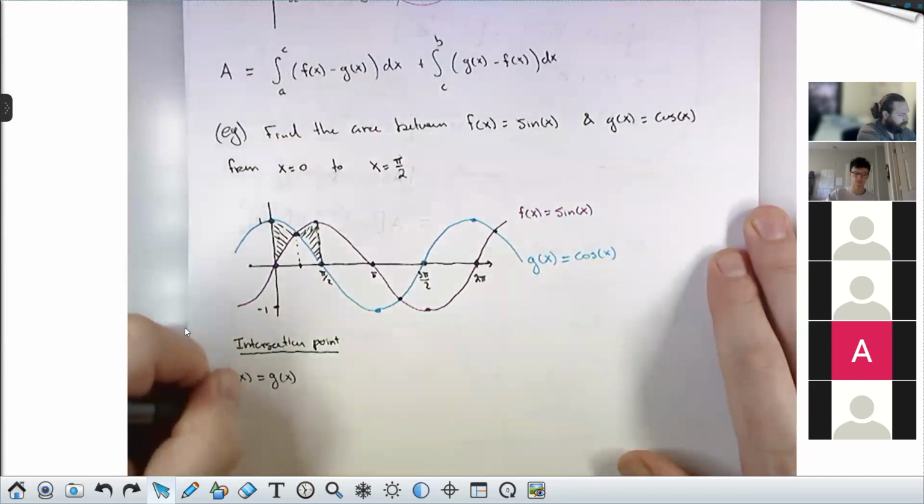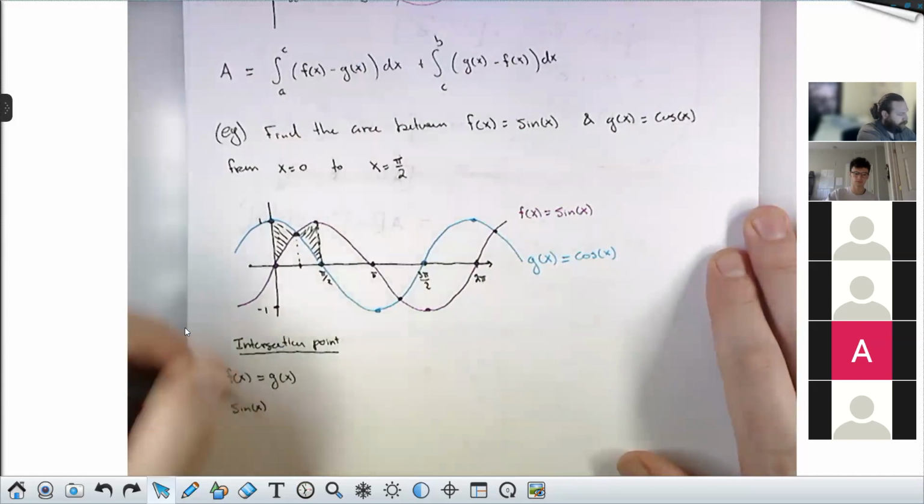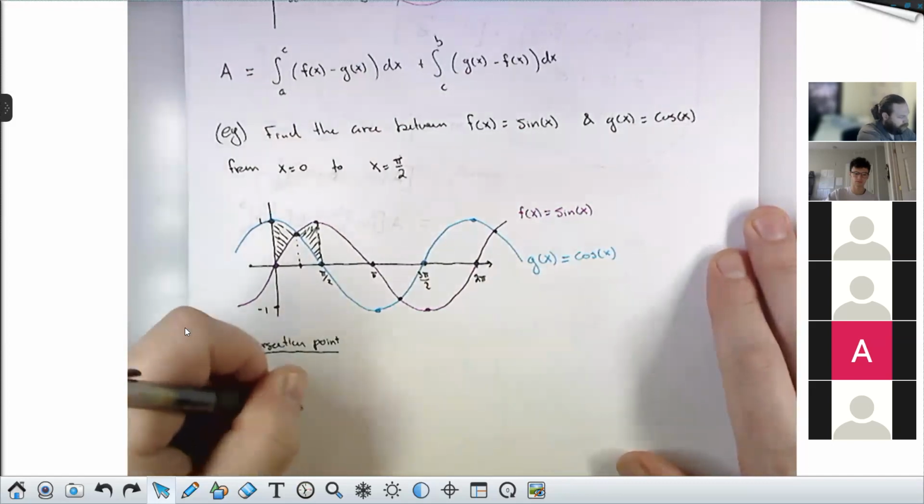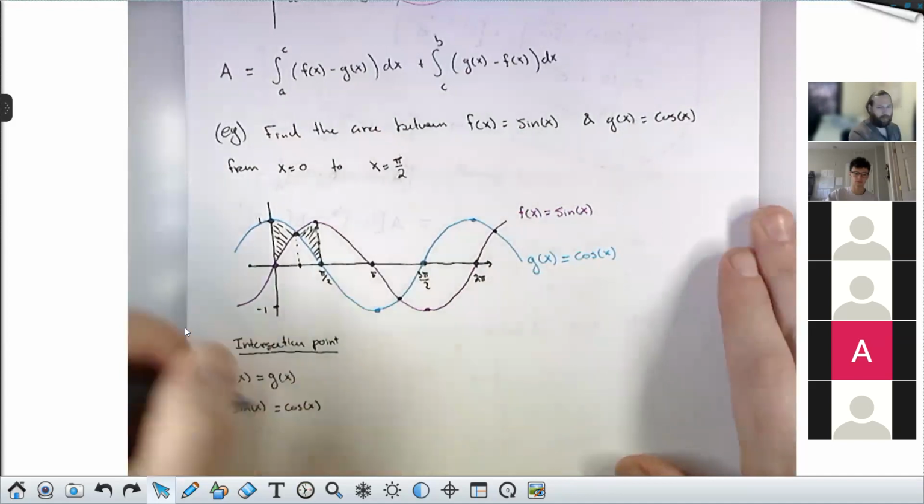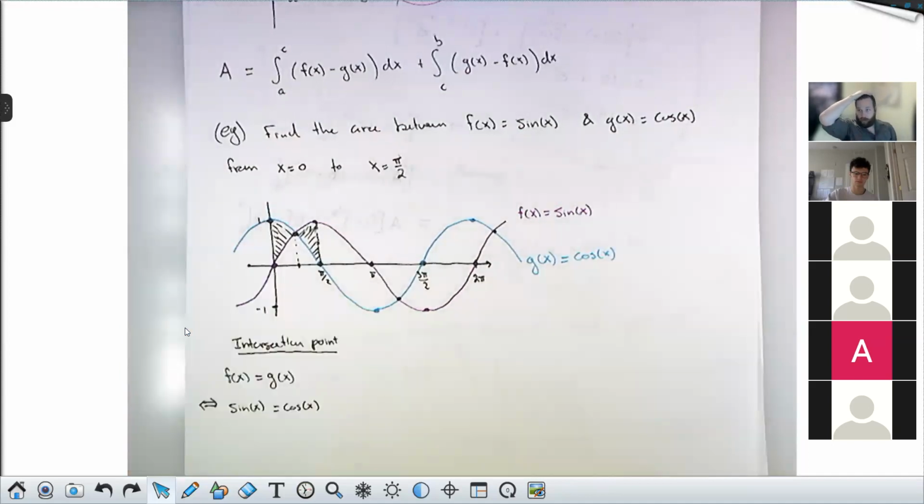Means I'm setting sine of x equal to cos of x. And there are multiple ways to solve this trigonometric equation. We could encounter more complicated trig equations. And if you are struggling with those, you need to go back to your trig notes and remind yourself how to solve trig equations. This one is not bad. You can get there thinking about your unit circle, or you could divide both sides by cosine and say tan x equals 1. Either one is fine.